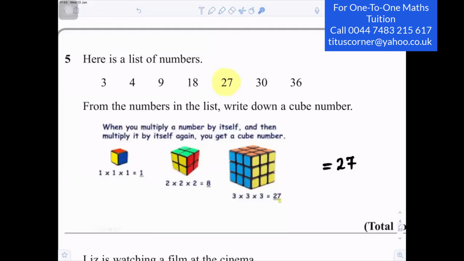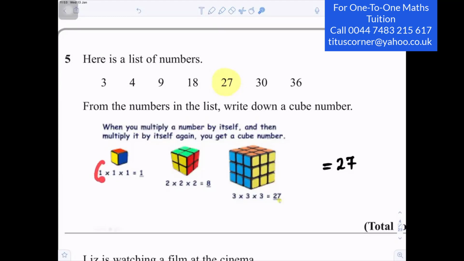Question number 5. Here is a list of numbers: 3, 4, 9, 18, 27, 30, and 36. From the numbers in the list, write down a cube number. So what is a cube number? When you multiply a number by itself and then multiply it by itself again, you get a cube number.